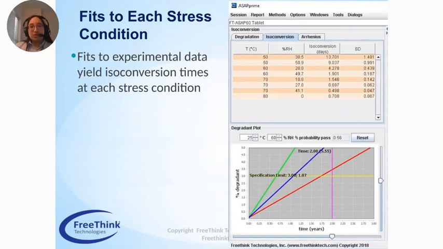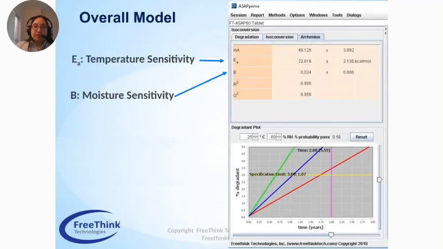So then going back to the software, what it does is at each of these stress conditions, we're finding the time to reach isoconversion at each stress condition. That's just what this table here is showing. The third tab up here gives the parameters for the Arrhenius fit. The LNA, again, is the intercept. The EA is the temperature sensitivity.